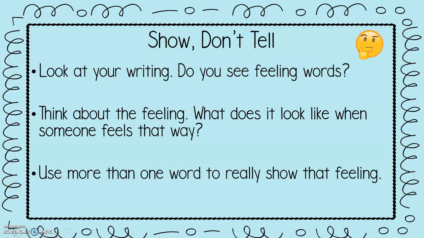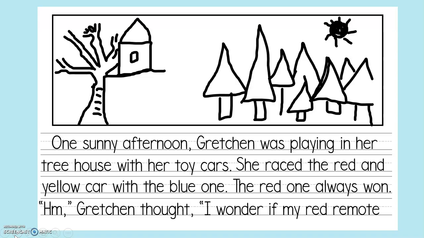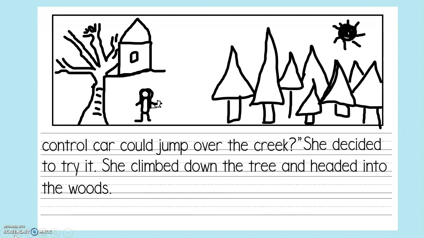Let's do an example. Let's think back to our writing on Gretchen. Remember, she was in the woods, and she was lost. Now remember, before we start writing again, we always need to reread what we wrote before. So let's reread. One sunny afternoon, Gretchen was playing in her treehouse with her toy cars. She raced the red and yellow car with the blue one. The red one always won. Gretchen thought, I wonder if my red remote control car could jump over the creek. She decided to try it. She climbed down the tree and headed into the woods.